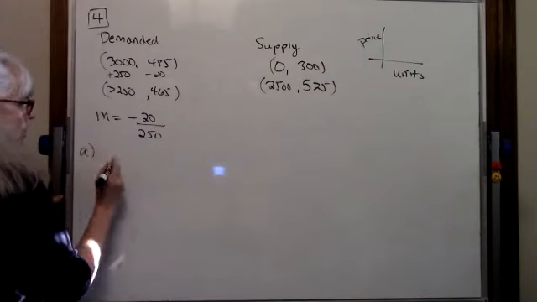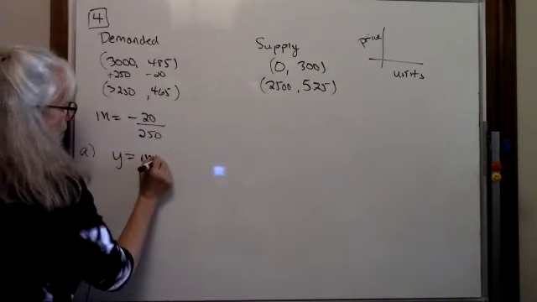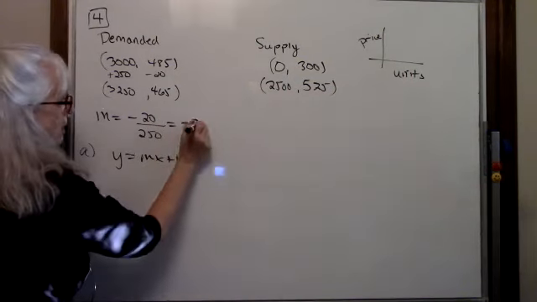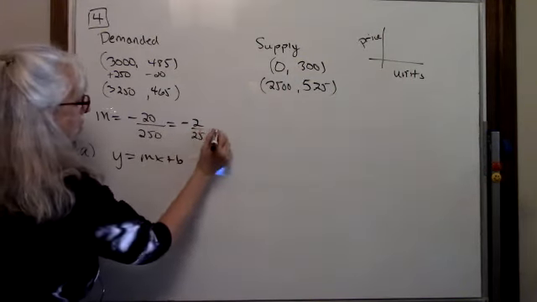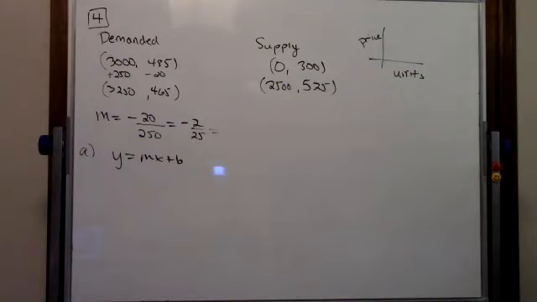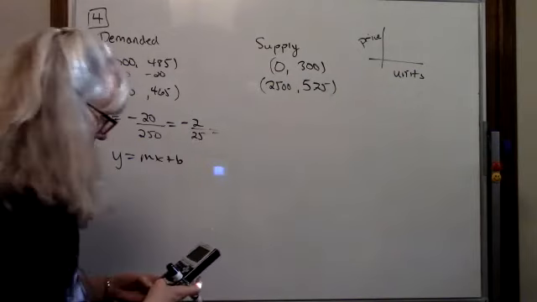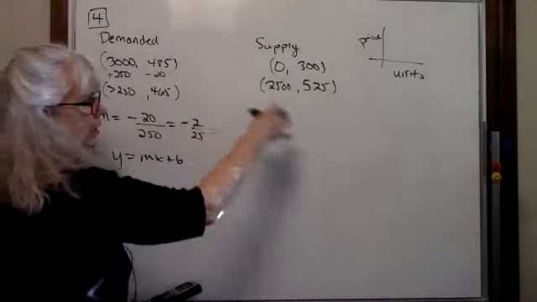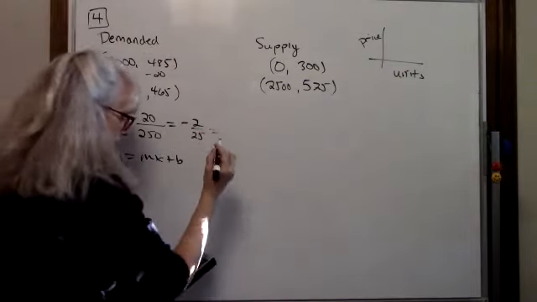So to get the demand equation, again, we're after y equals mx plus b. We already have m. It's going to be what? A negative 2 over 25. Let's go ahead and make that into a decimal just to make our lives a little bit easier. Remember we talked the other day about the demand having a negative slope, and indeed it is negative. So this is a negative 0.08.